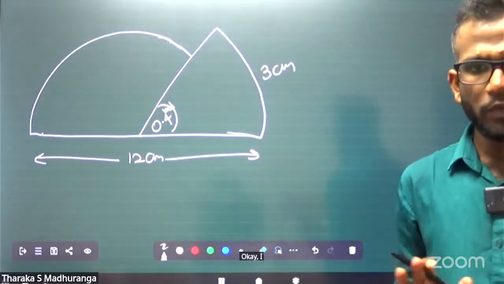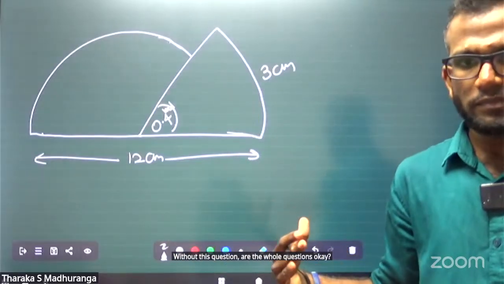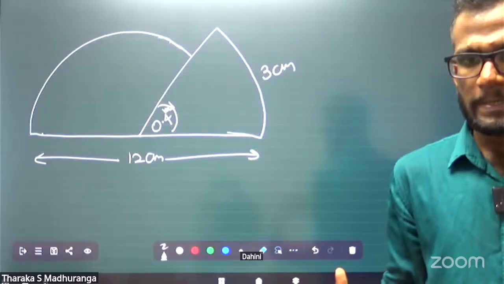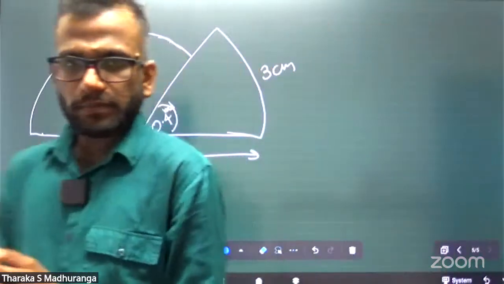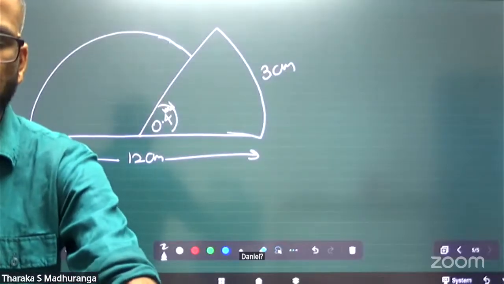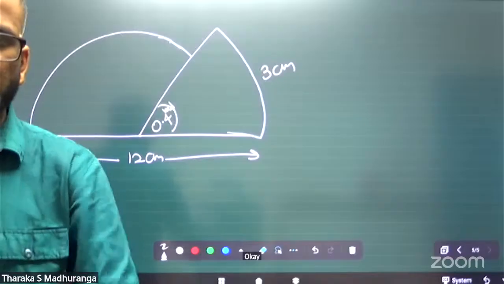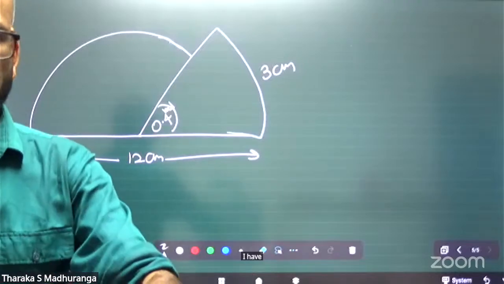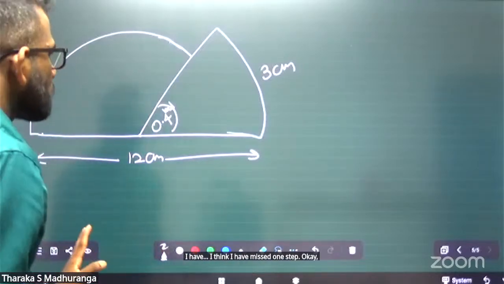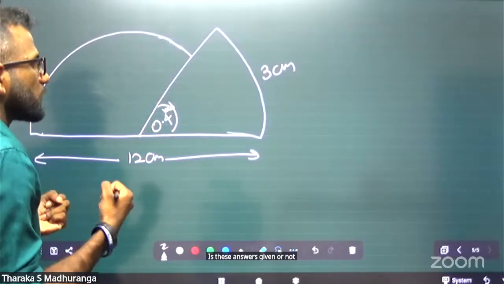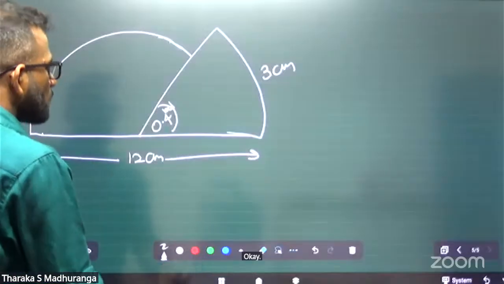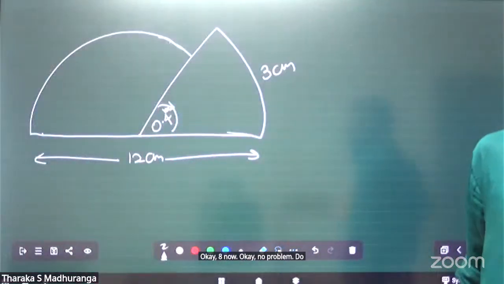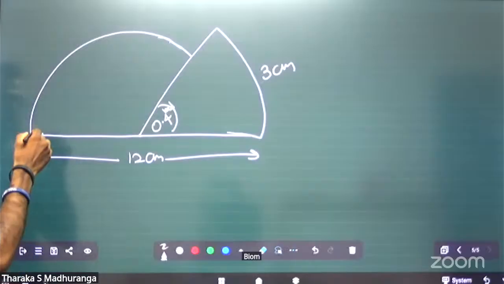Okay, are you clear up to now? Without this question, all other questions okay? Then message. Dihini? Tanya? Joel? Okay, yeah, this question, let's try. I think I have missed one step. Okay, let's try. I don't know. Is this answer given or not? Okay, let's try again. Now what's the time? Okay, 8 now. Okay, no problem. Do you need an interval before we start the biomolecules?